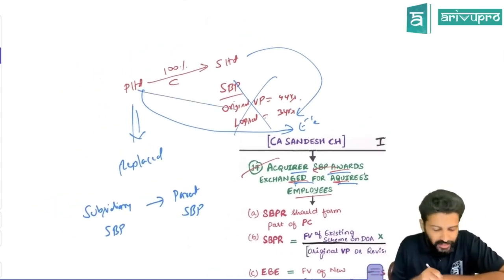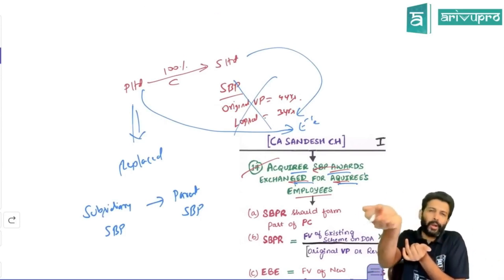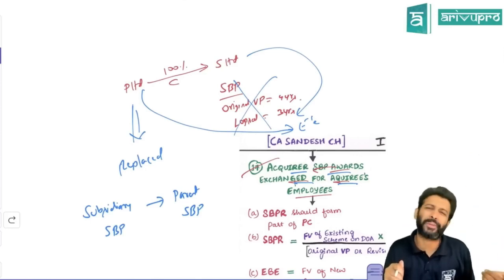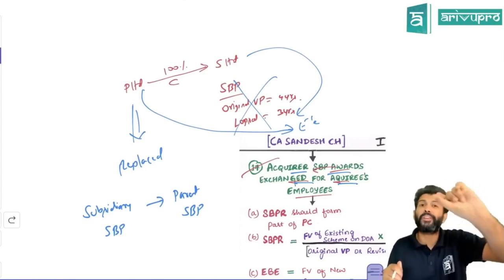Now P Limited is giving some payment to the employees, and we know this as a thumb rule. If you're giving payment to the employees and getting some service, if the payment is towards service, you will book it as employment benefit expenditure. But if the payment is not towards service, as we saw previously, it should form part of PC.